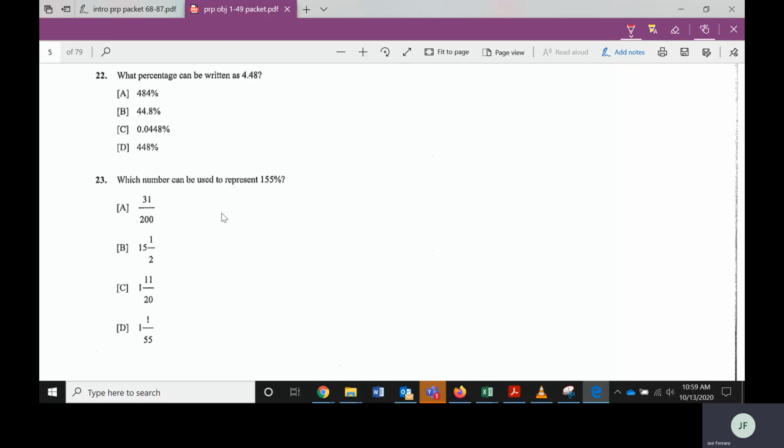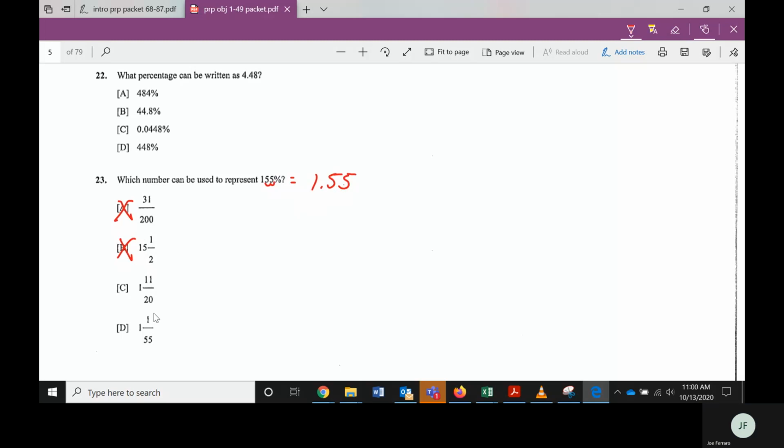This is which number can be used to represent 155%. So what we're going to do first, write it as a decimal. So we're going to go 1, 2, because decimal versions are 2 spots smaller. Okay, so here is our decimal. Again, multiple choice. There's a few different ways of doing this. Whole number portion is 1. Here, whole number portion is 15. That's out. This one is going to be less than 1 because the top number is smaller, no whole number out in front, so that's out.